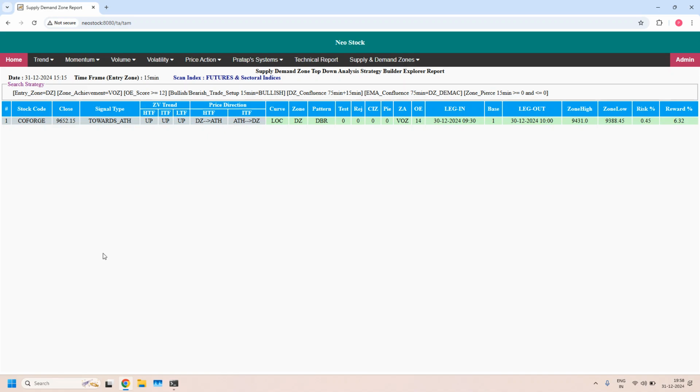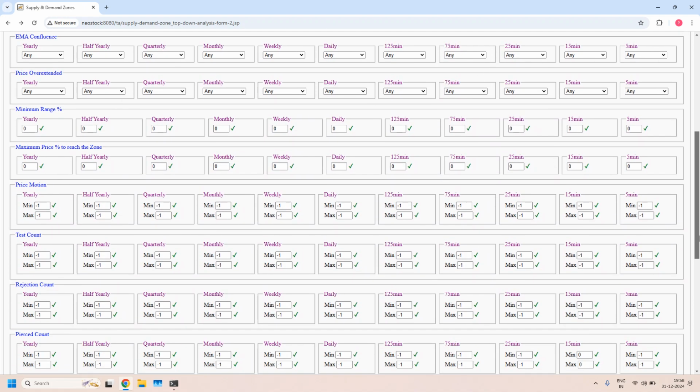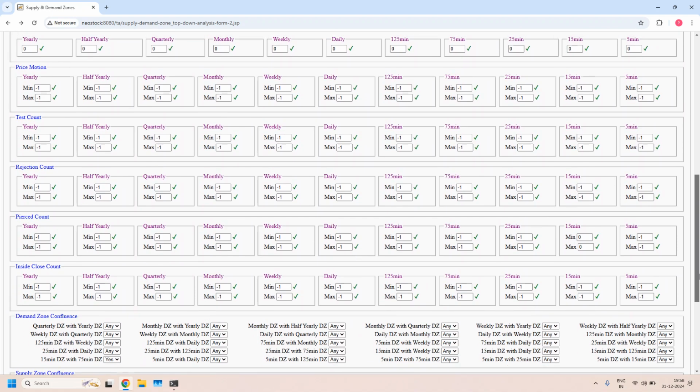Okay, now let us look for the next filter, LTF, ITF, HTF demand zone confluence. I am removing EMA filter. In the demand zone confluence, we should set 3 filters. The first filter is already enabled, that is 15 minutes with 75 minutes zone confluence. Second filter, 15 minutes demand zone with daily demand zone confluence. Third filter, 75 minutes demand zone with daily demand zone confluence.